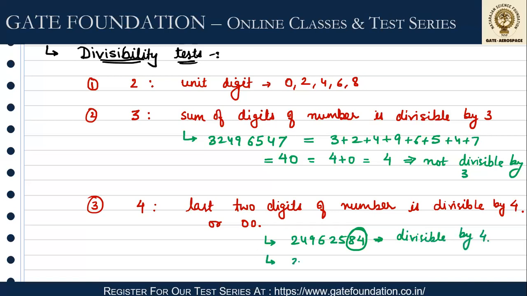Or if you get a number like 2500, and someone asks you whether this is divisible by 4, yes, it is divisible by 4 because you have two zeros. So it is divisible by 4.